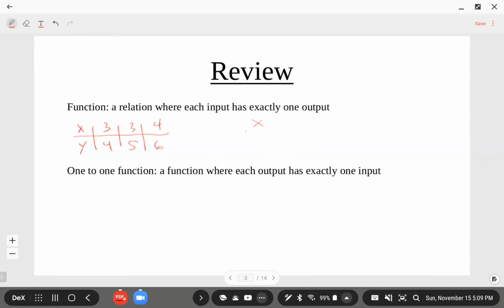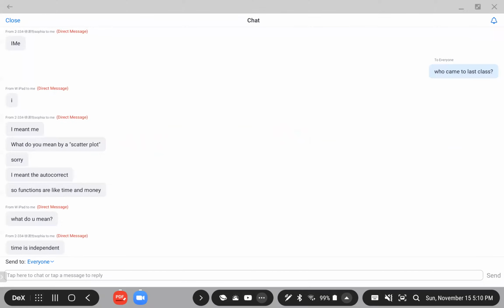So let's do another warm-up question, and then we'll move on to one-to-one functions. So 2, 3, 4. 2 maps to 2, 3 maps to 4, 4 maps to 7. Is this a function or not? Please put your answer in the chat. I hope everybody will participate in this to show your understanding of functions.